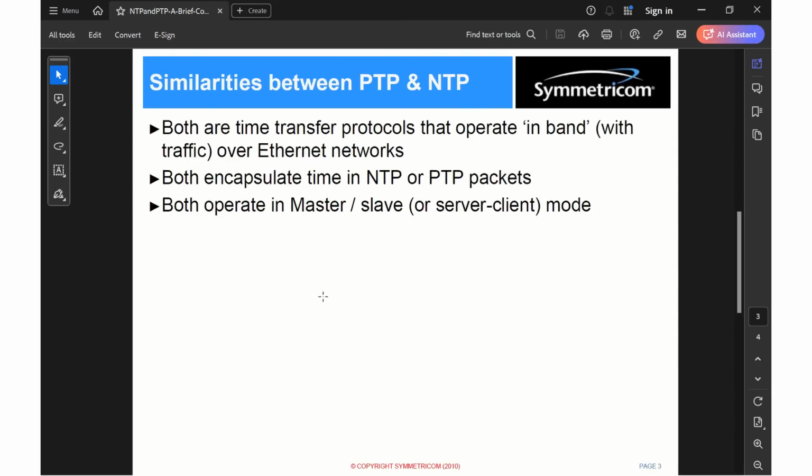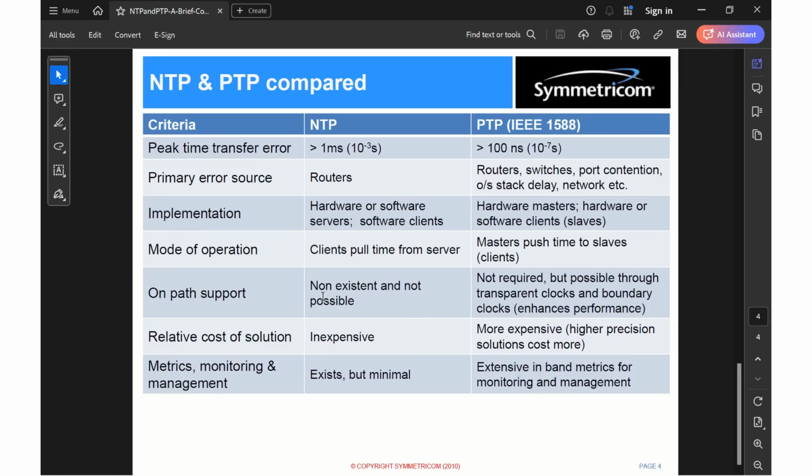When it comes to similarities between NTP and PTP, both are transfer protocols that operate in band over Ethernet networks, both encapsulate the time in PTP or NTP packets, and both operate in master slave, that is, client server mode. As I already mentioned, NTP has accuracy around a millisecond, and PTP has accuracy around a microsecond. In terms of operation, in NTP the client will request the time from the server, and in PTP the master will push the time out to the slaves.